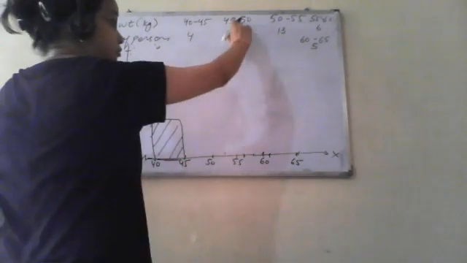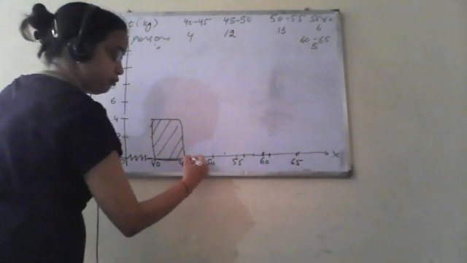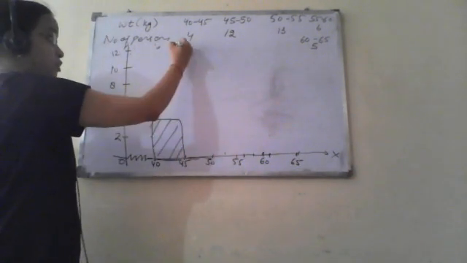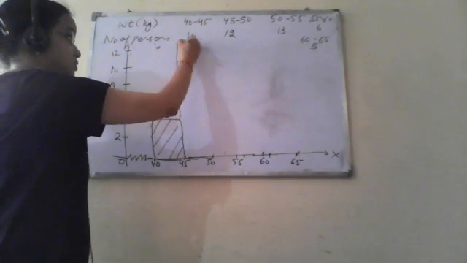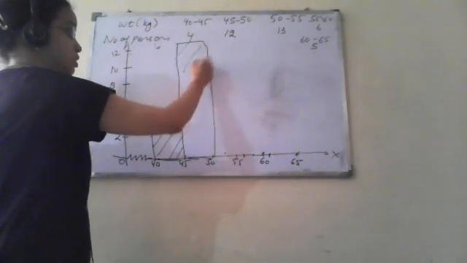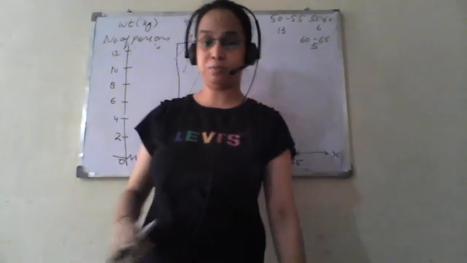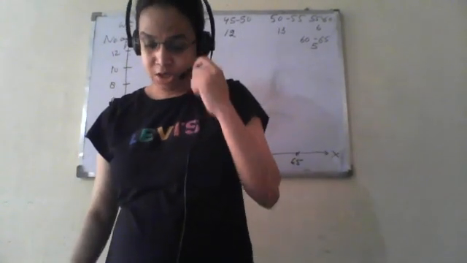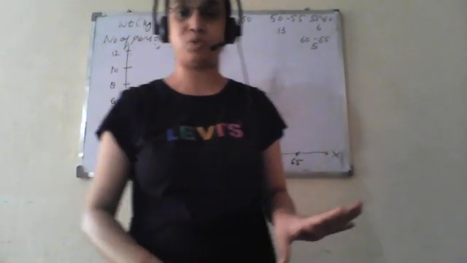For 45 to 50, we have 12%. So we are going to plot like this. Similarly, we can plot for other intervals also. I hope this histogram is clear to you. Basically in this, intervals have to be considered.